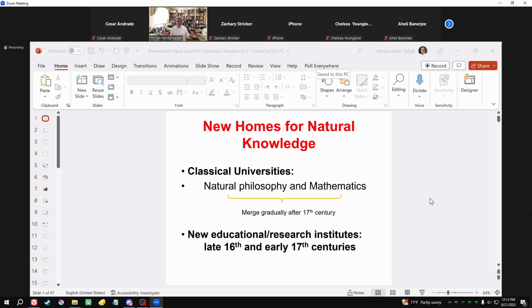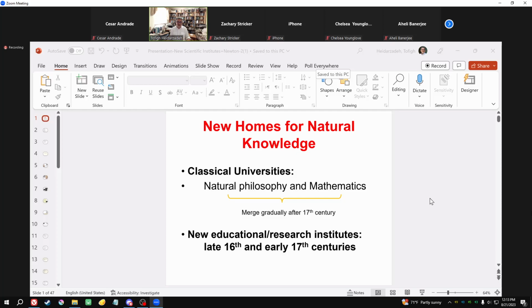So this is the situation that we have in Europe at the end of the 16th century, beginning of the 17th century. We had a lot of discoveries, but these discoveries didn't find their way into universities immediately. Universities were doing their own job. What was their job? Just to teach scholastic philosophy. Universities were places to teach theology.